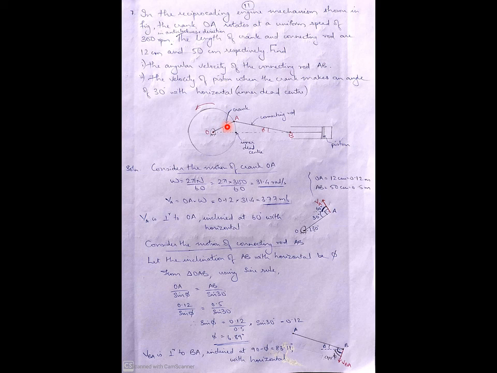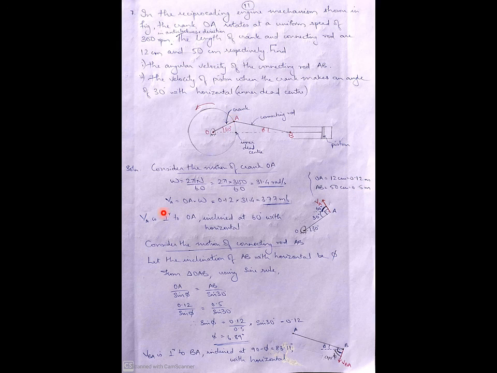Now for crank OA, it has been given in the question that it rotates at a uniform speed of 300 rpm, that is rpm, rotations per minute. Now what is the relation between omega and rpm? Omega equal to 2 pi N by 60, where N is 300. So you will be getting omega equal to 31.4 radians per second. And also it is given in the question that this crank OA is 12 centimeter, which means it is 0.12 meter, and the connecting rod, which means AB, is 50 centimeter, which means it is 0.5 meter.